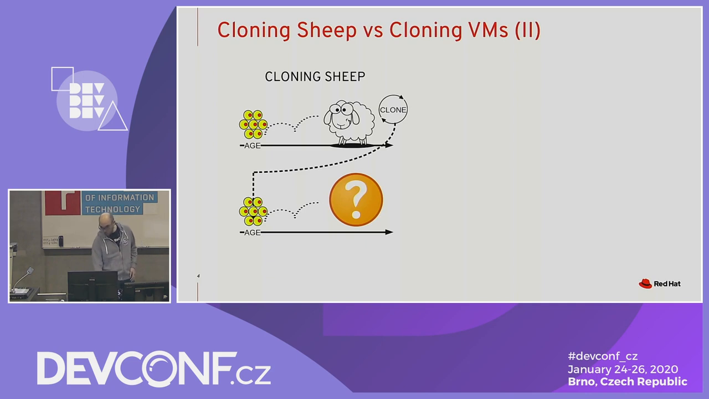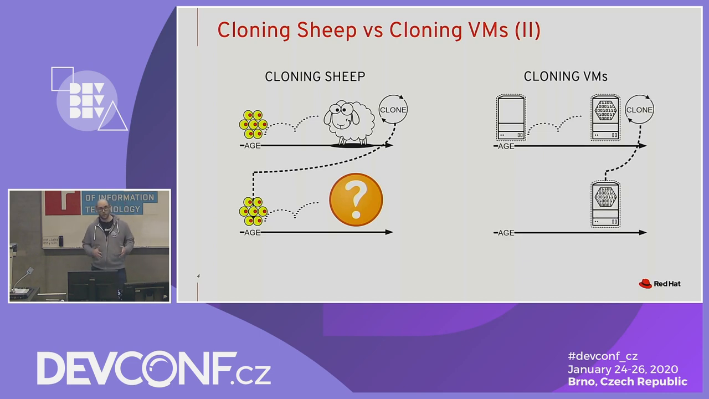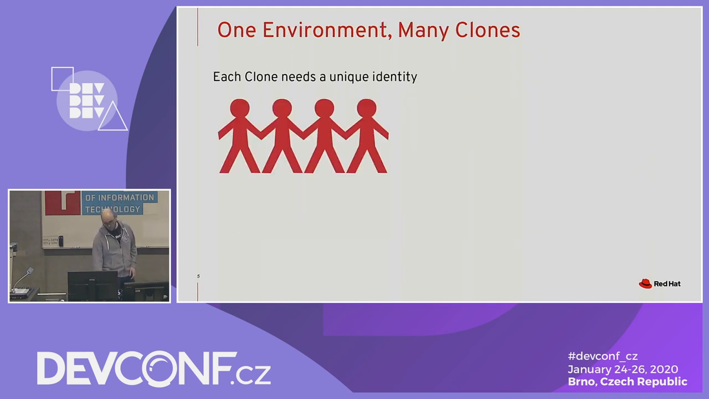But when you clone a VM, you get an exact copy of that VM, including all the configuration and log files, everything that has been collected till that time. The problem is when you have multiple clones that live in the same environment, each clone needs a unique identity, otherwise they may interfere with each other in a bad way.